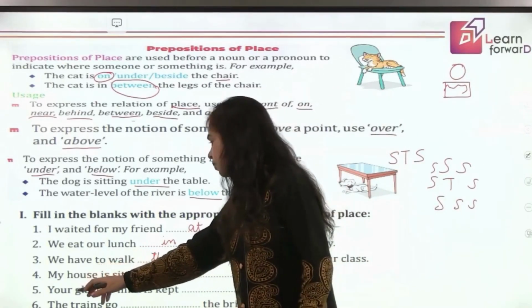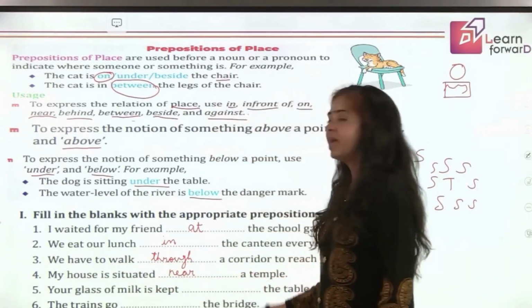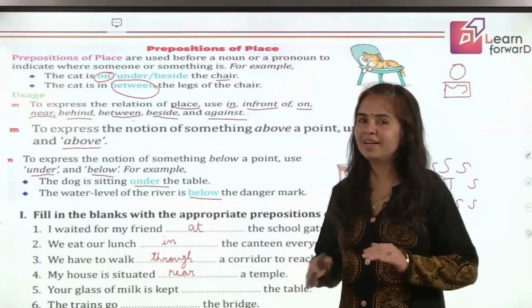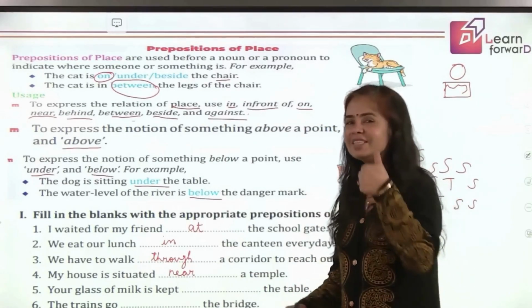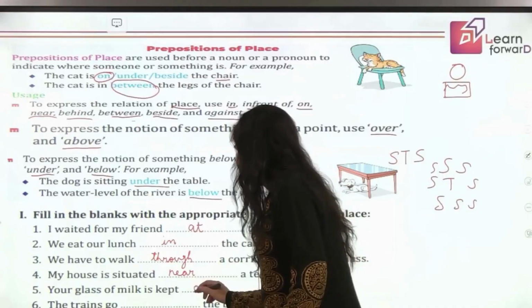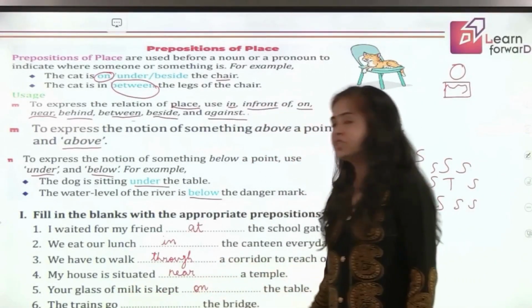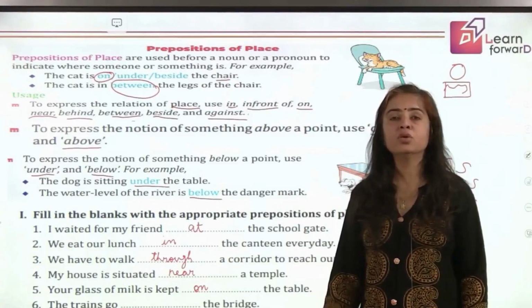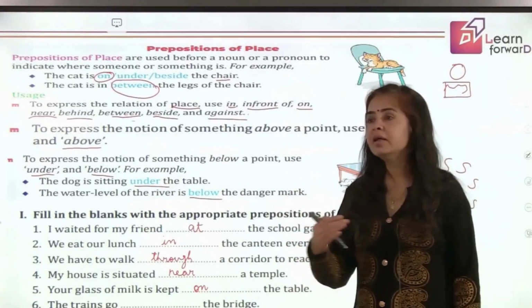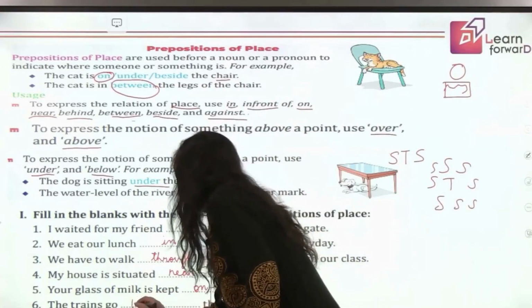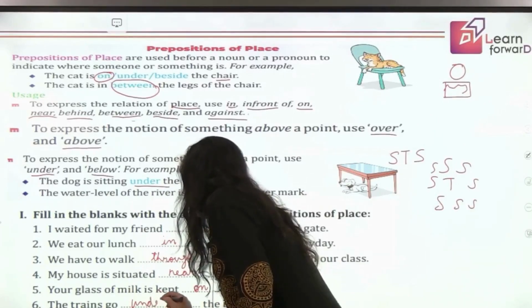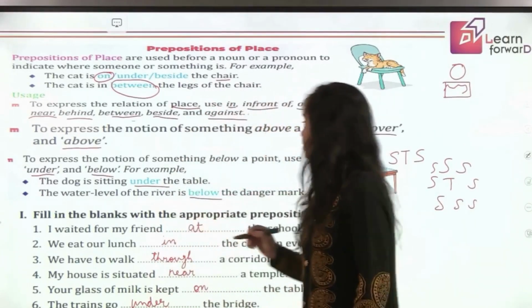Next, your glass of milk is kept dash the table. Can you keep it under the table? No. So it is on the table. So the next is the trains go dash the bridge. So where do the trains go? They go under the bridge. Right?